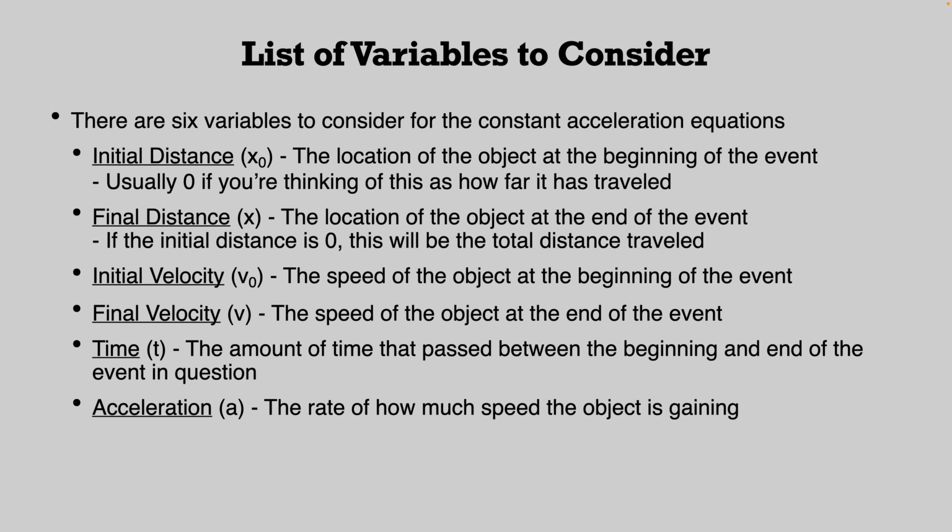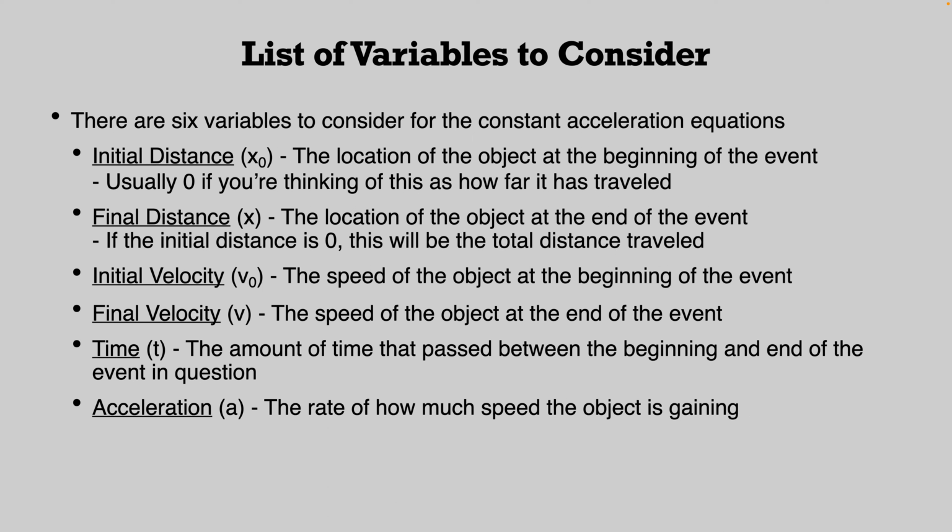There's 6 of them. First is the initial distance, which is the location of the object at the beginning of the event that you're observing. This will usually be 0 if you're thinking of this as how far the object has traveled. And then there's the final distance, which is the location of the object at the end of the event. And if you're thinking of the initial distance as 0 and how far it's traveled, then this will be the total distance traveled throughout that event.